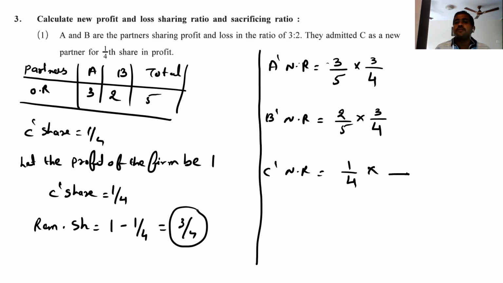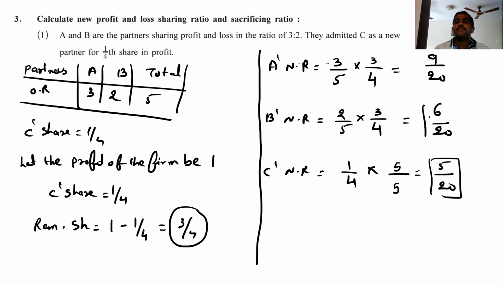Here we just multiply and make our denominator. So 3 threes are 9, here comes 20. 2 threes are 6, here comes 20. Now 20 is there, so in the denominator 5 comes, and here also 5, so 5/20. Clear, friends? So what is our new ratio? The new ratio is 9 is to 6 is to 5.